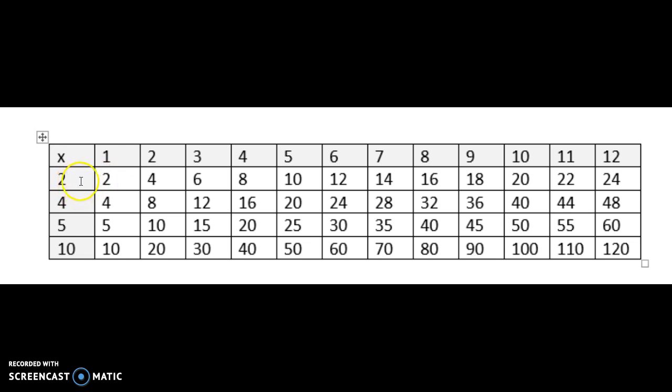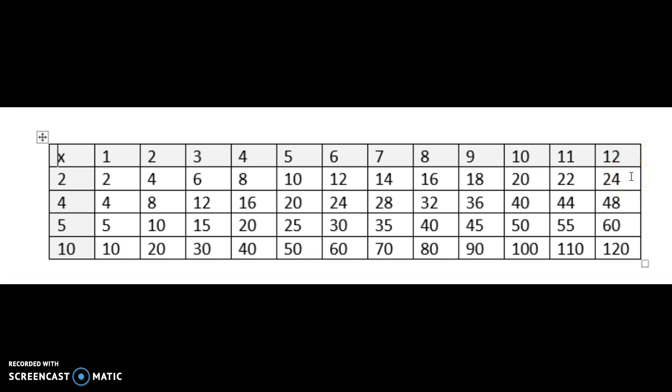Alright, let's start over. 2 times 1 is 2. We're going to stick in this same row but move over a column. 2 times 2 is 4. 2 times 3 is 6. 2 times 4 is 8. 2 times 5 is 10. 2 times 6 is 12. 2 times 7 is 14. 2 times 8 is 16. 2 times 9 is 18. 2 times 10 is 20. 2 times 11 is 22. 2 times 12 is 24.